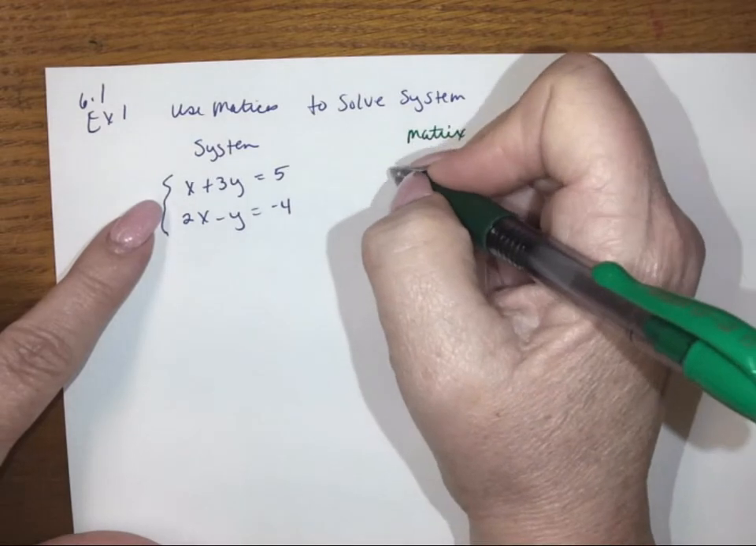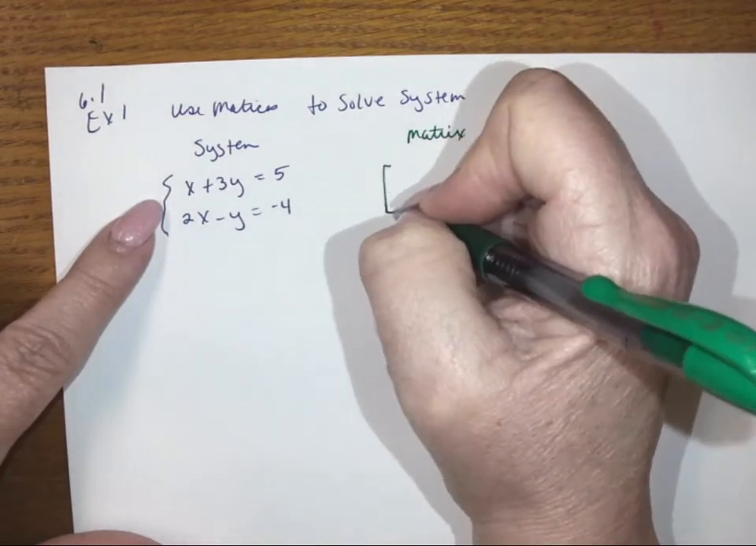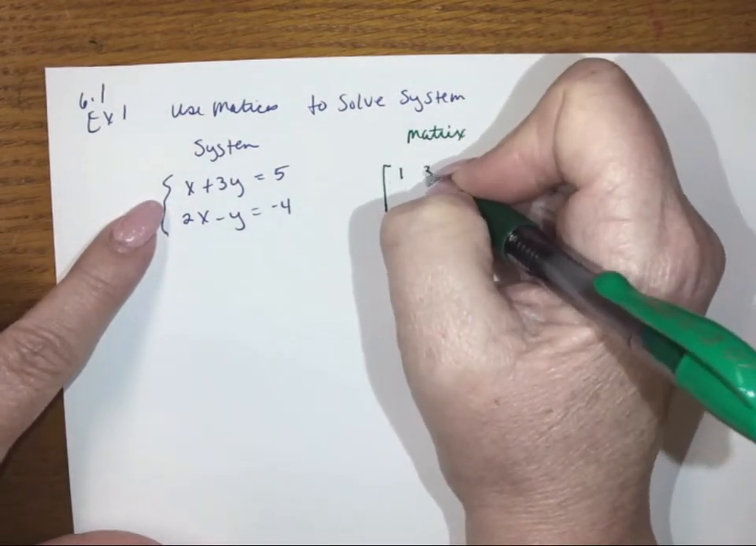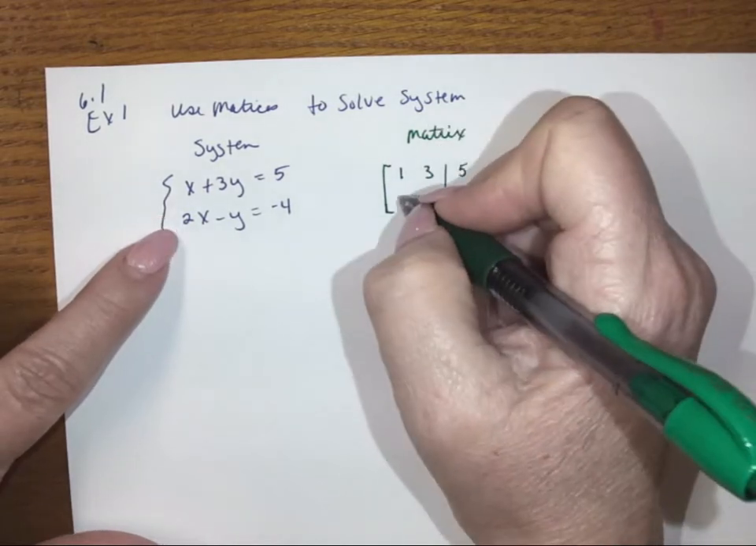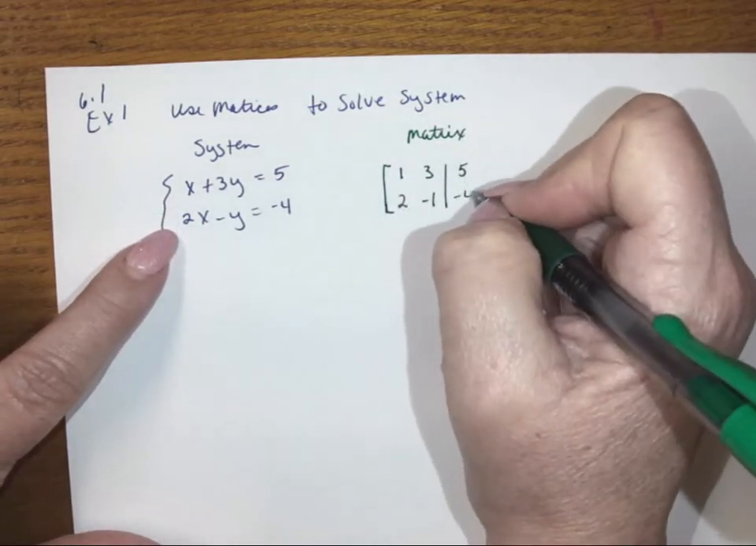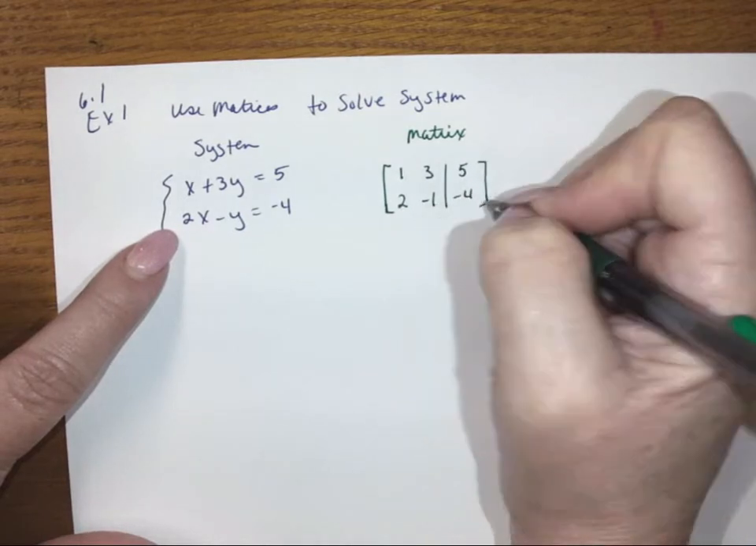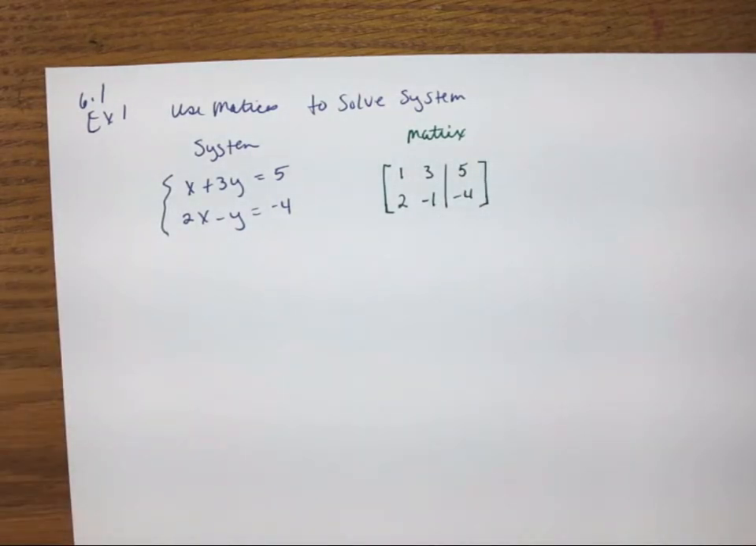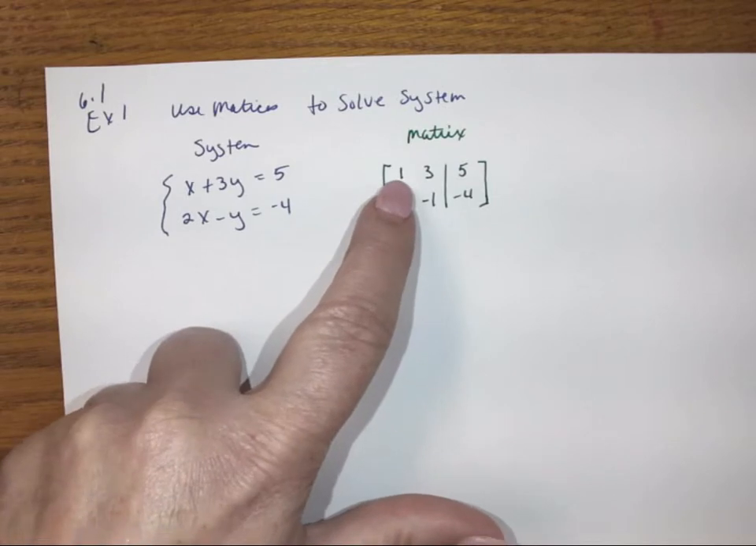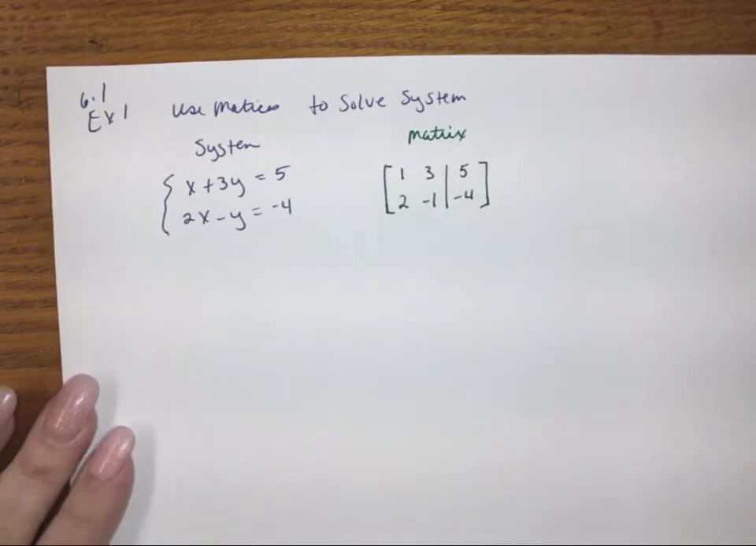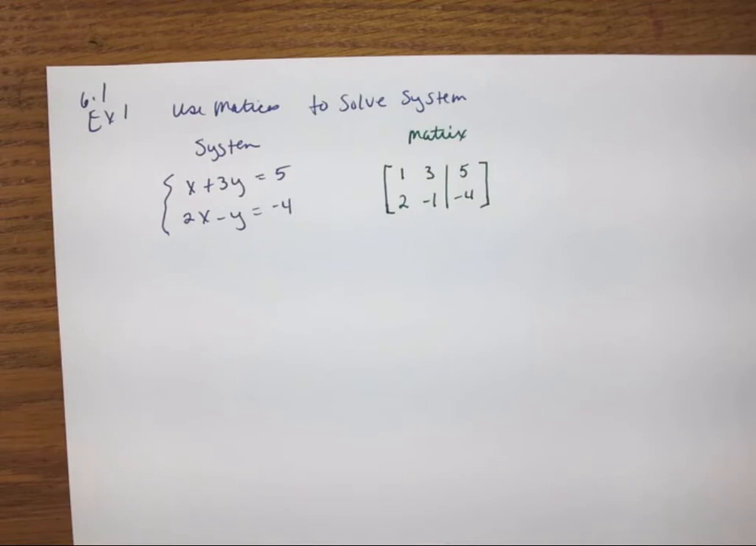So our matrix is going to be the coefficients here. So 1, 3, 5, and 2, negative 1, negative 4. So it's similar to what we've been doing in determinants, just a little bit different. So remember, our first goal was to get a 1 up in that top corner. And yay, we already have a 1 there, so we're good on that first goal.